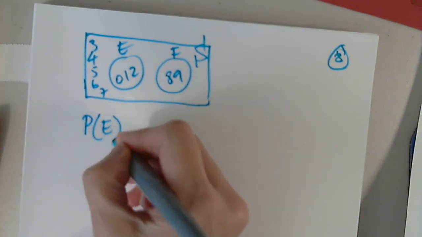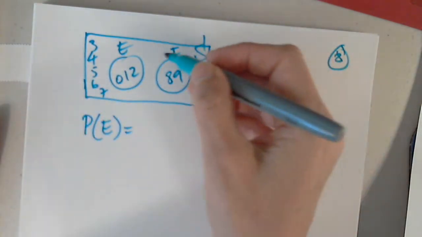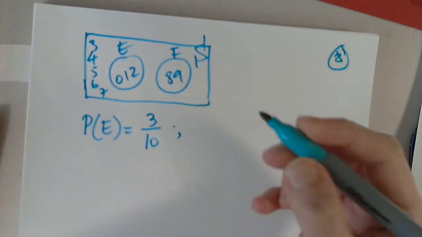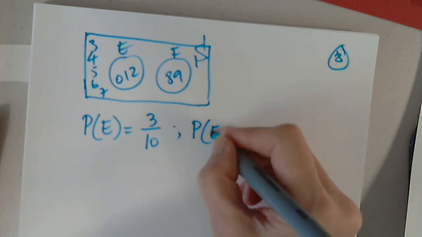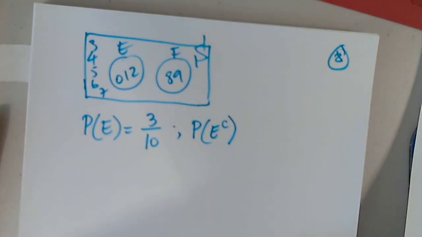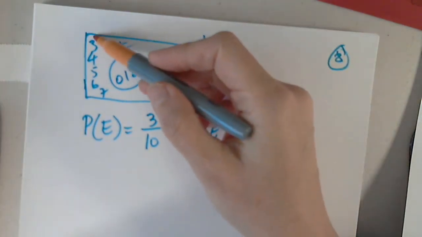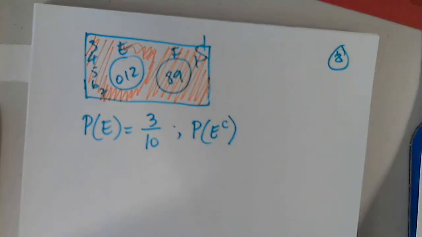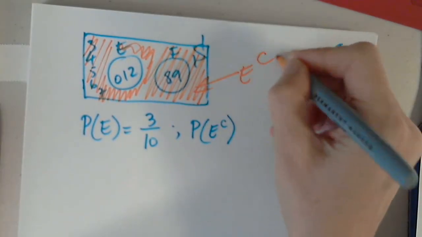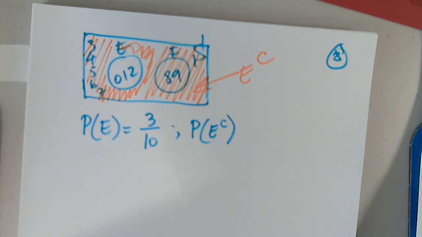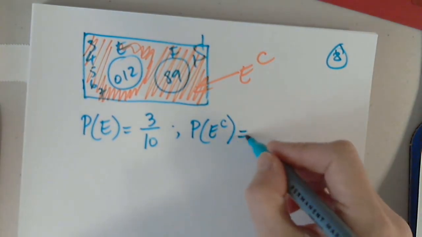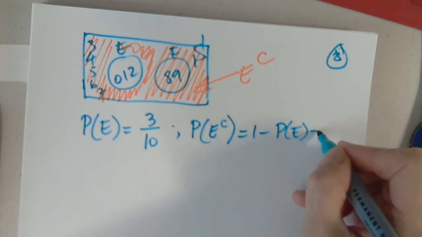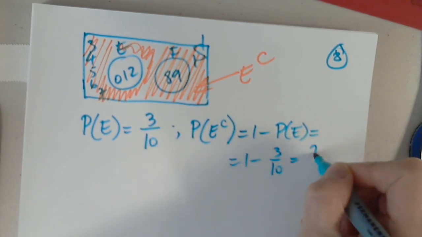We determined that the probability of E, there are 3 elements out of a total of 10. Well, what would be the probability of E complement? E complement will be everything that is not in E. What you see in yellow is E complement. So this must be 1 minus the probability of E, which is 1 minus 3 over 10, which is 7 over 10.